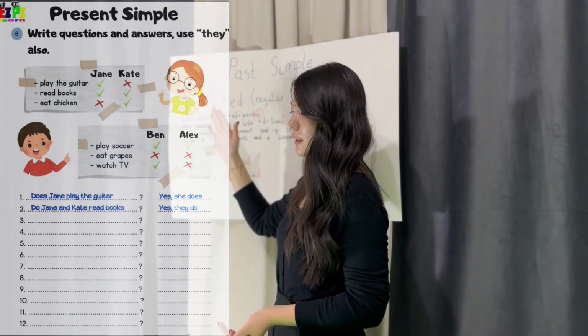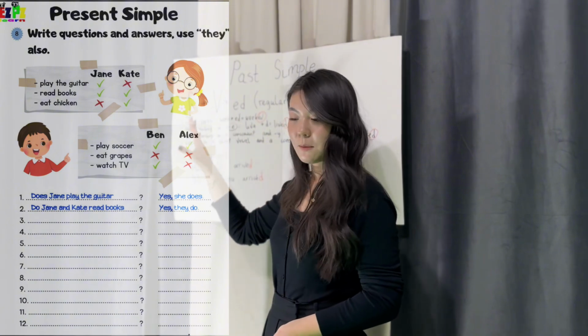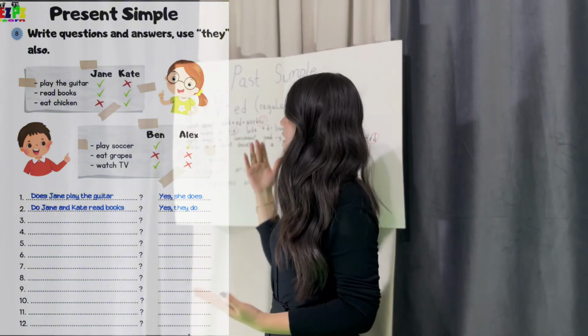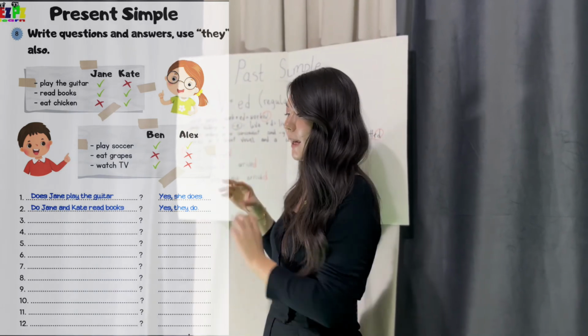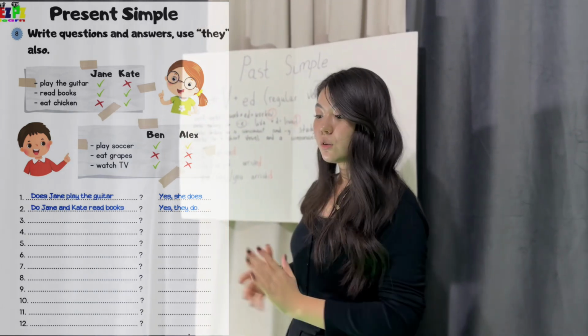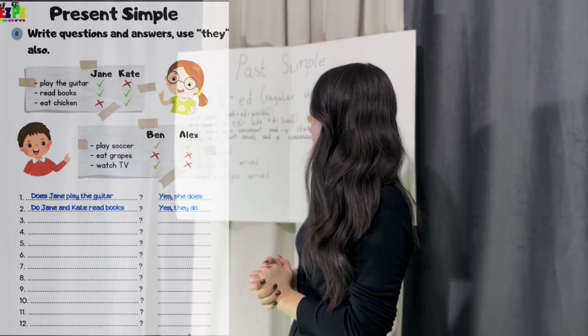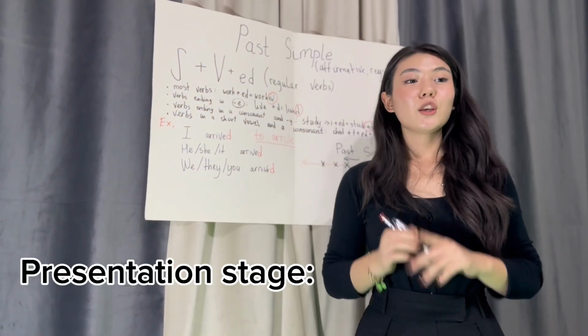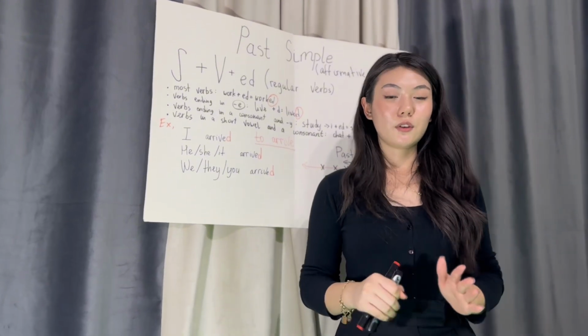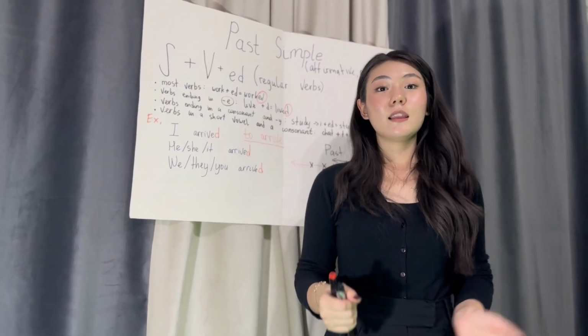In the picture, you see Jane and Kate's tips, what they do or what they don't do. You should answer the question and make a question. We should do that orally. Does Kate play the guitar? No, she doesn't. Okay.